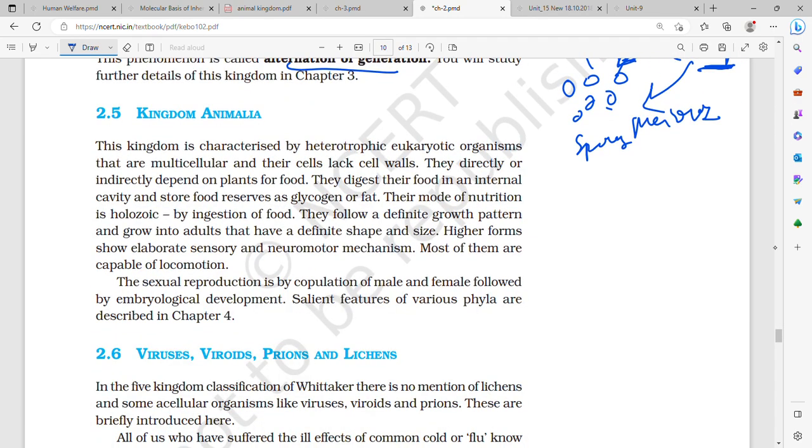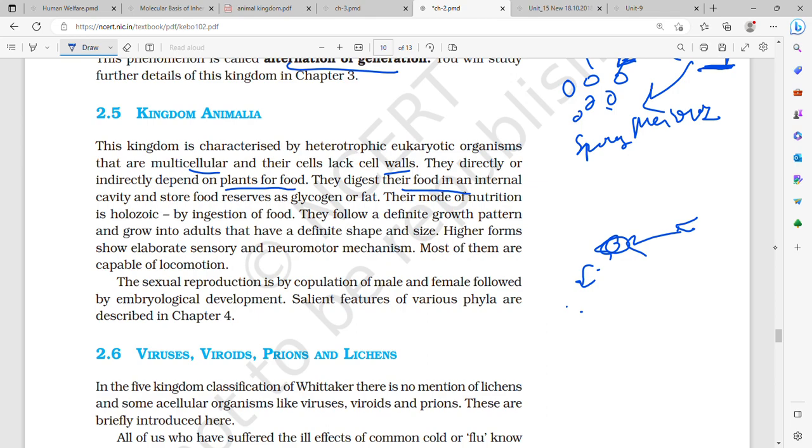Kingdom Animalia: heterotrophic eukaryotic organisms, multicellular, do not have cell wall, directly or indirectly dependent on plants for food. That is, if a deer is eating plants, it is dependent directly on plants. If a lion is eating the deer, then it is indirectly dependent on plants.